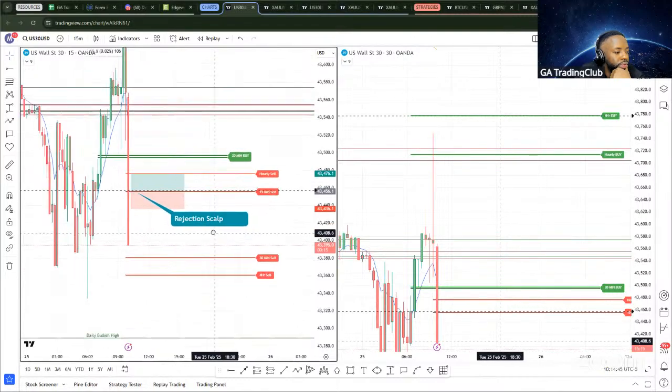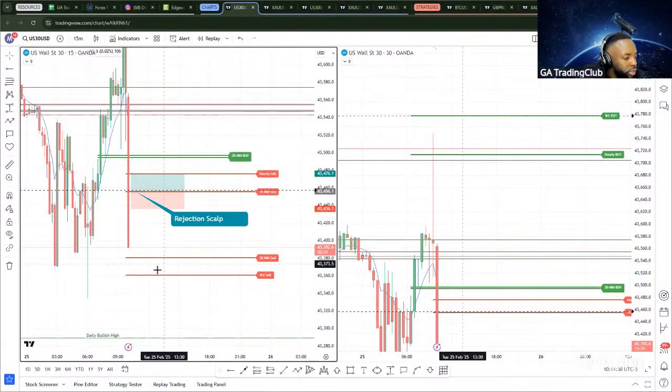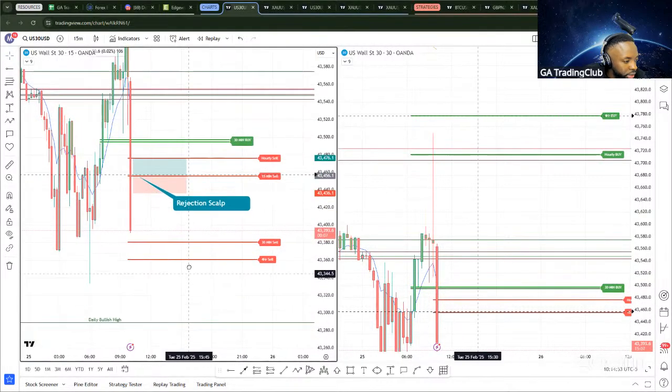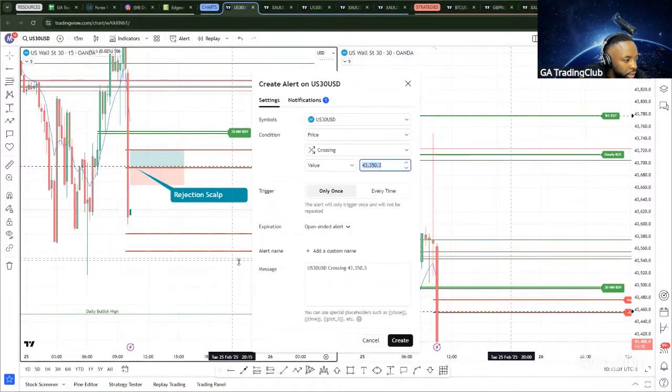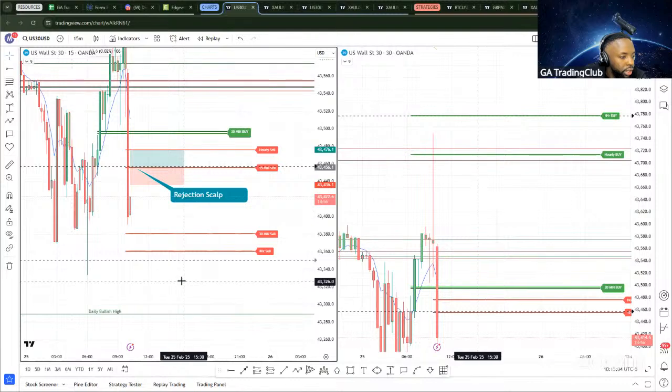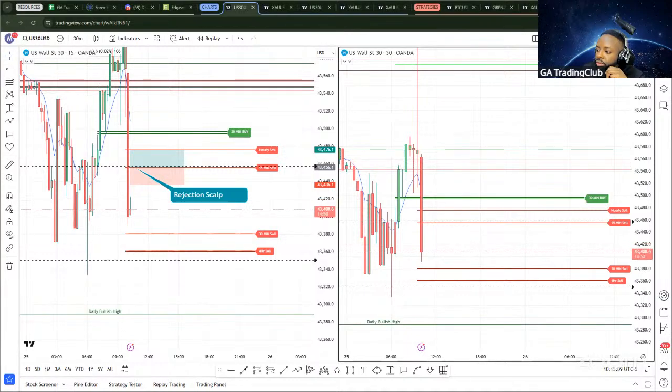All right. If this doesn't come back up before here, we have two more zones. So watch these zones here for US 30. So 43.60, 43.50 would be right there. And an alert here. And still waiting for the buy limit on gold to be triggered.